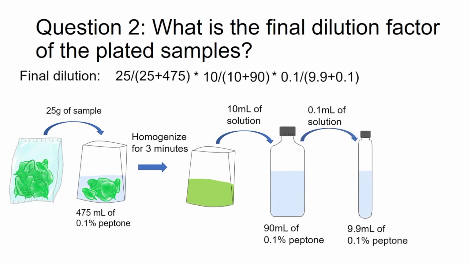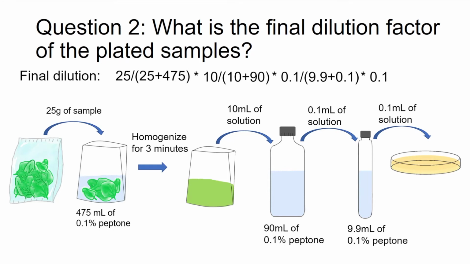The next dilution occurred when 0.1 milliliters of solution was transferred to 9.9 milliliters of 0.1% peptone, which is a 100 times dilution. Finally, 0.1 milliliters of the diluted solution was spread plated. This represents another 10 times dilution.